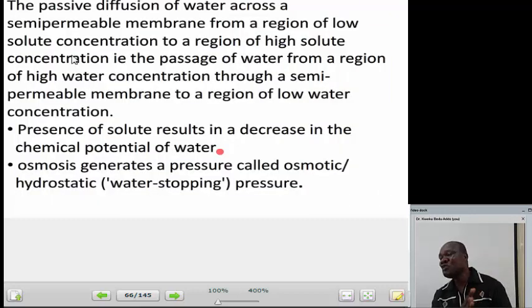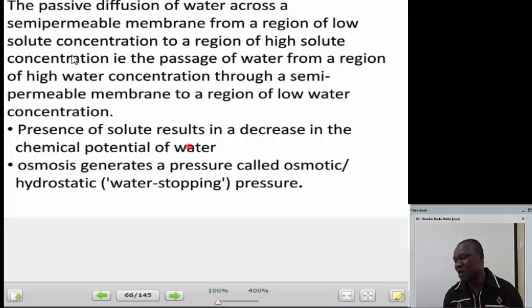Now we move to the next transport process, and that is osmosis. Osmosis has been defined as the movement of water molecules across a semi-permeable membrane from a region of low solute concentration to a region of high solute concentration, or the movement of molecules of water from a region of high water concentration to a region of low water concentration through a semi-permeable membrane.